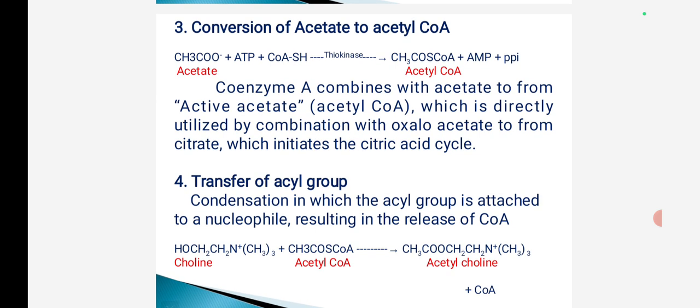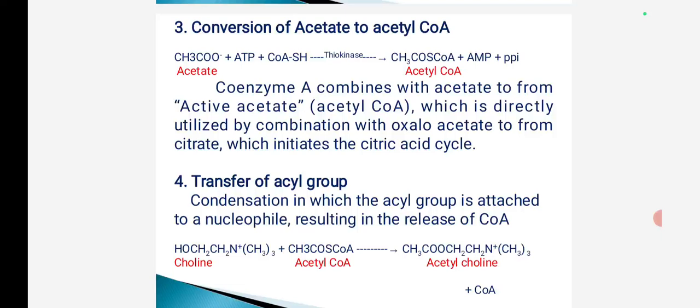Third example, conversion of acetate to acetyl-CoA. Acetate reacts with ATP and CoA-SH in the presence of thiokinase enzyme, which produces acetyl-CoA, AMP and inorganic phosphate. Coenzyme A combines with acetate to form the active form of acetate, that is acetyl-CoA, which is directly utilized by combination with oxaloacetate to form citrate, which initiates the citric acid cycle, the TCA cycle.